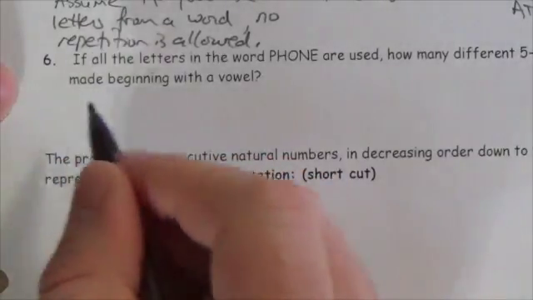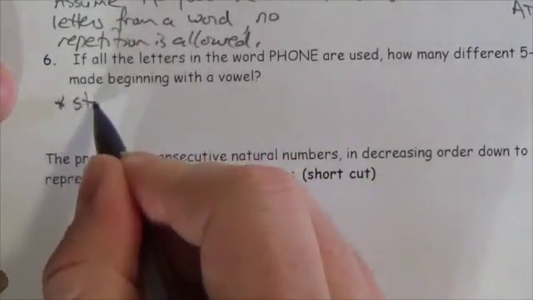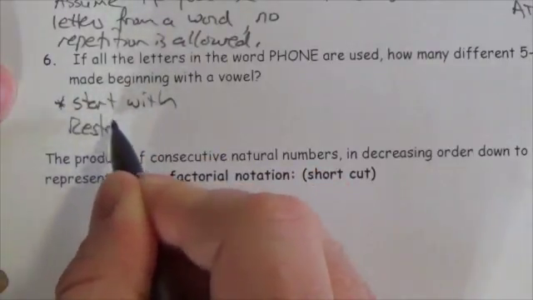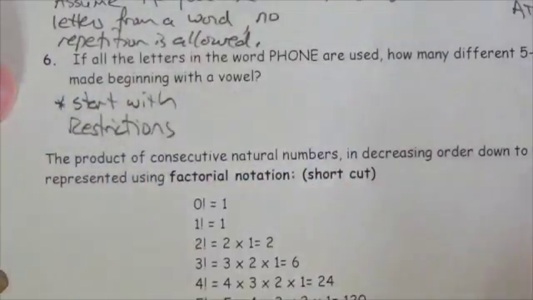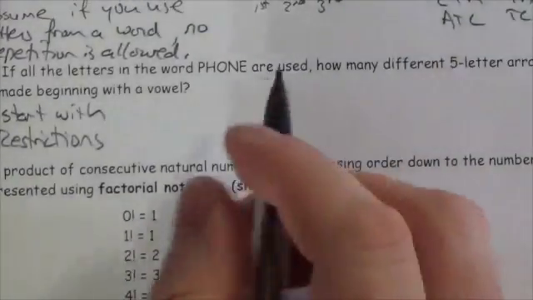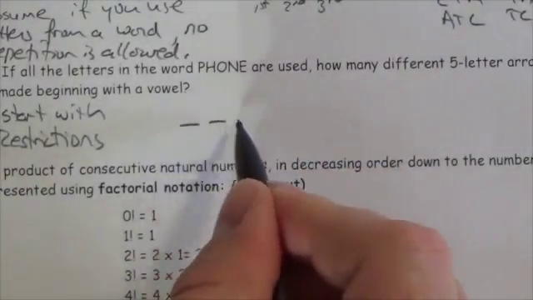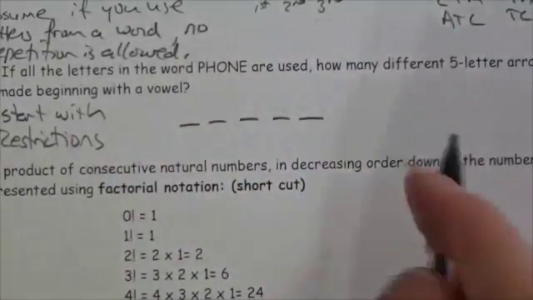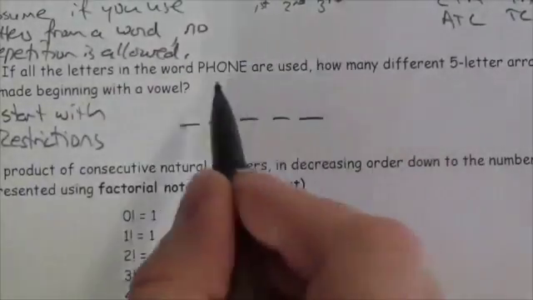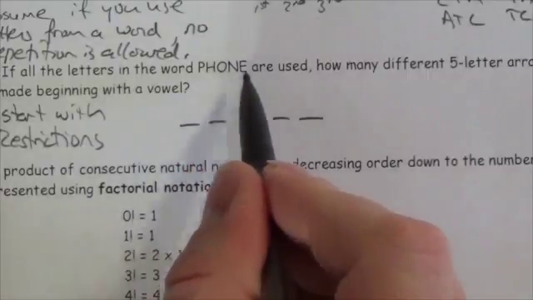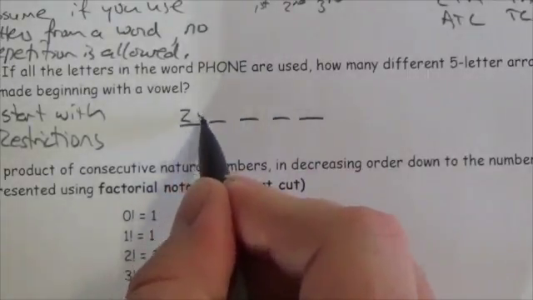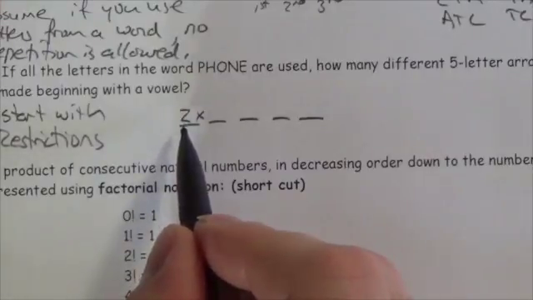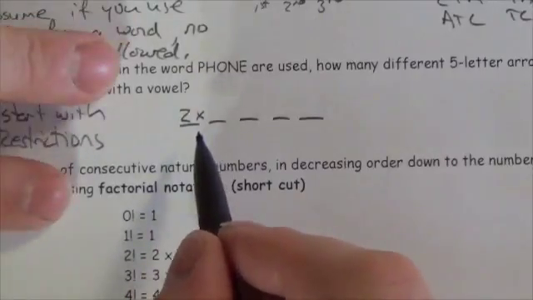So we have to start with a vowel, and I want you to always start with restrictions. Always start answering these problems by identifying the restrictions. So there's 5 letters here, 1, 2, 3, 4, 5. I'm going to start with my restriction that I have to begin with a vowel. Well, there are 2 vowels in the word phone, so there's going to be 2 options for that first letter. Again, that 2 represents 1 choice out of 2 options.